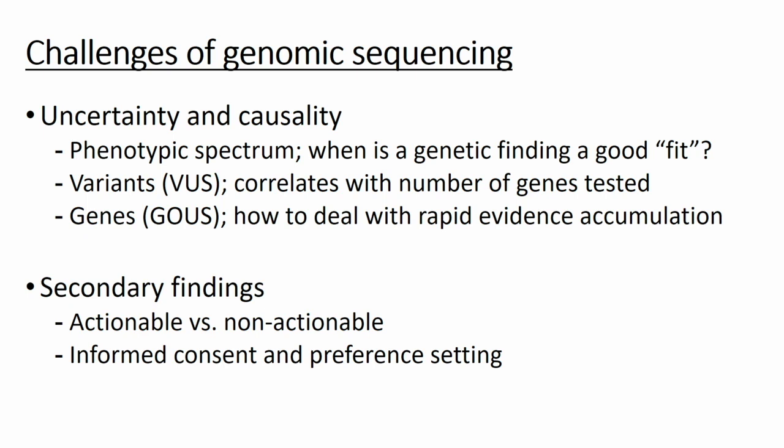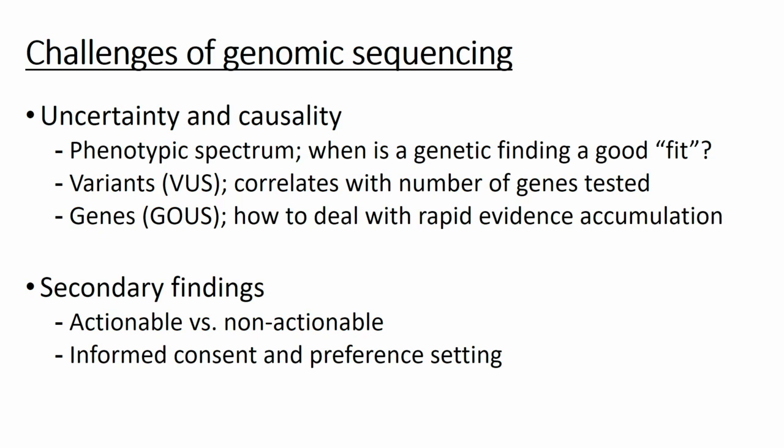And we need to think about how we're going to deal with the rapid evidence accumulation around genes of uncertain significance, which may only have one or two known examples today, but tomorrow or a week or a month from now may have a dozen other examples of patients with apparently pathogenic mutations in those alleles. So these are challenges to the field. I think many of the sessions that I've seen at this meeting actually will address a number of these. I think it's going to be a really interesting time for us.